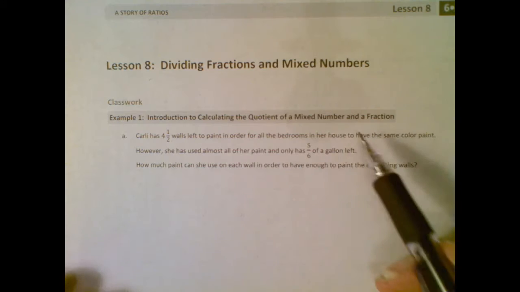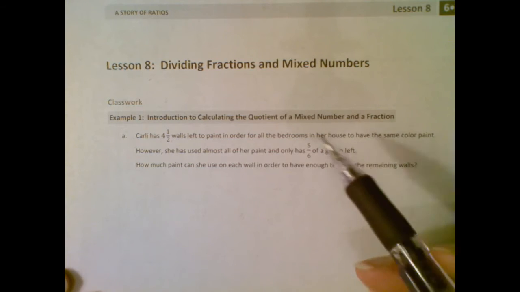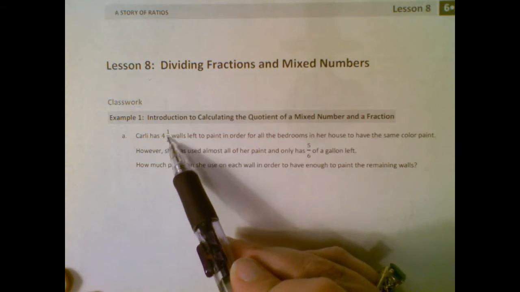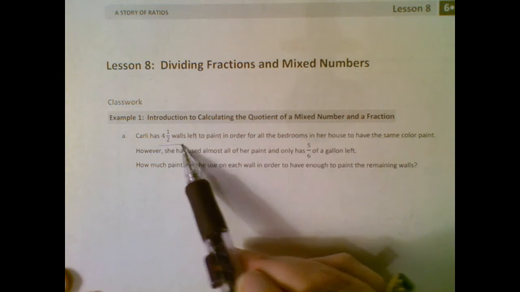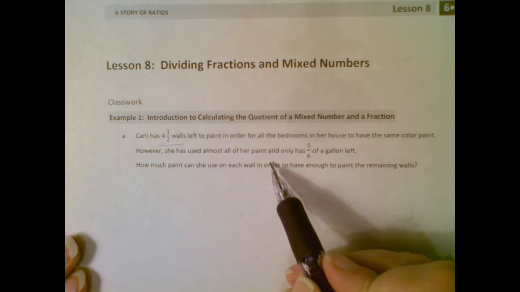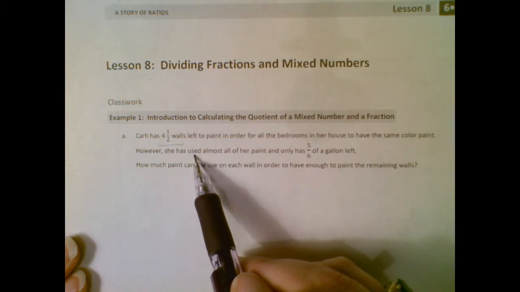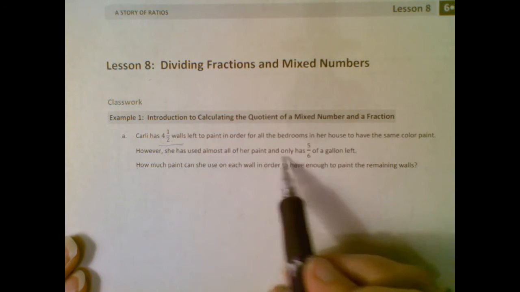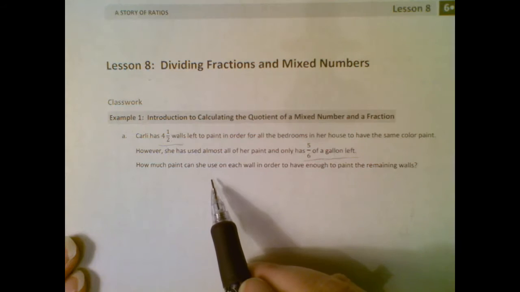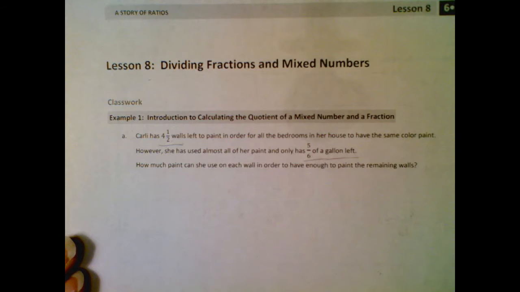Okay, so example 1, we are figuring out paint. Carly has 4 1/2 walls left to paint in order for all the bedrooms in her house to have the same color paint. However, she has used almost all of her paint and only has 5/6 of a gallon left. How much paint can she use on each wall in order to have enough paint to paint the remaining walls?